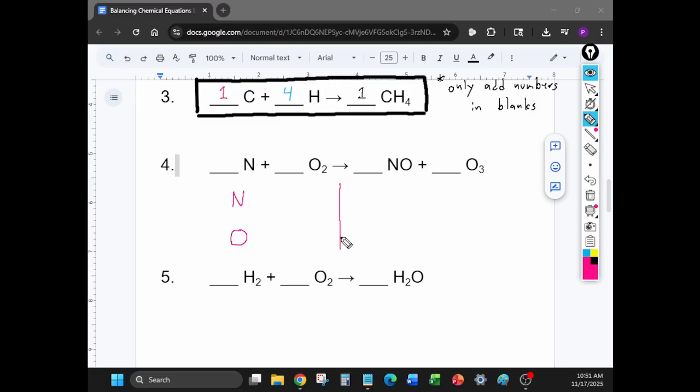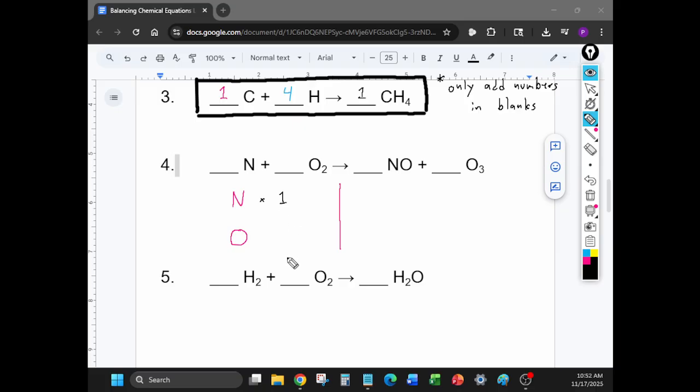And what we're going to do is we're just going to count how many of each we have on the left side and the right side. So if you take a look at the left side, how many N's do you see on the left side of the arrow? 1. Yeah, you got N, no number, so there's 1. So we're going to write N, there is 1.